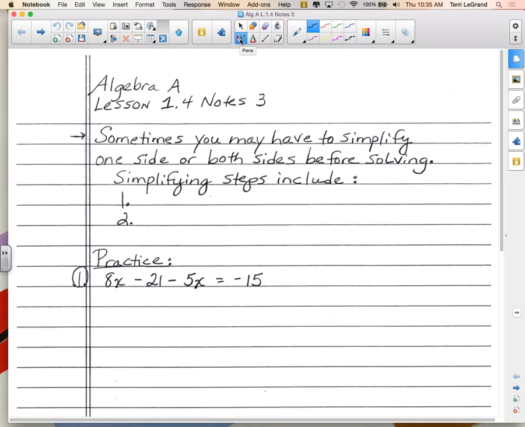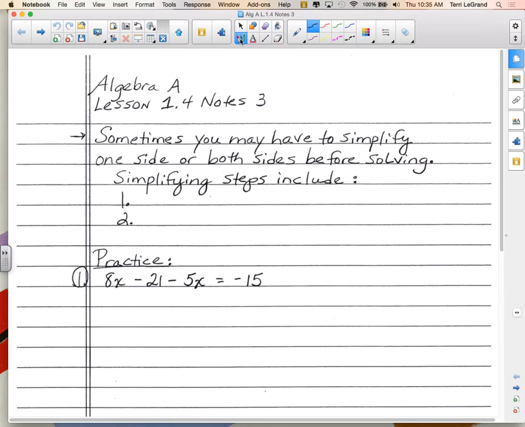Today's learning goal states, I can solve equations in one variable. So we're still solving equations that have just one variable in them. By the way, eventually we're going to be able to solve them with more than one variable in them. But we're still in one variable ones that need simplifying before we go to the solving steps.